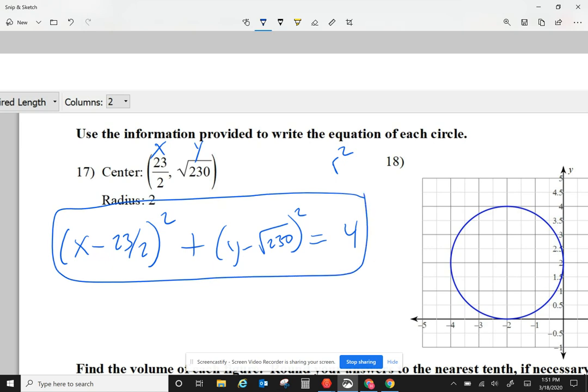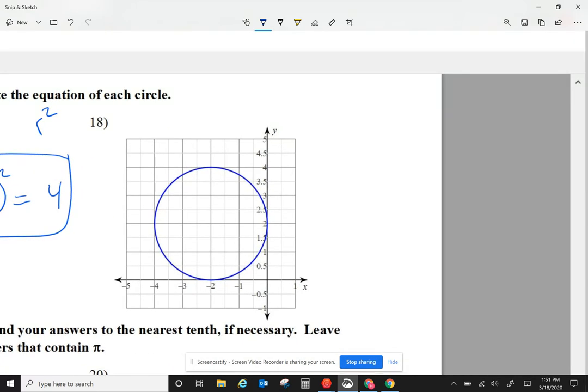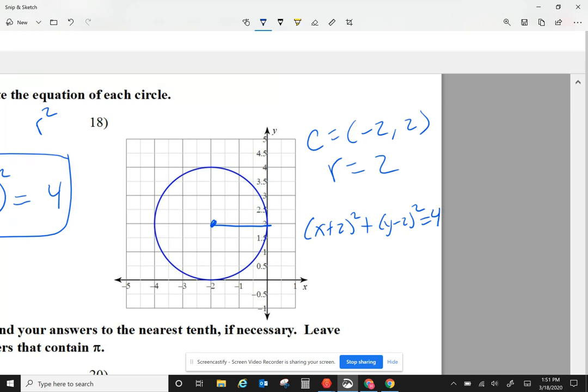Now let's take a look at question number 18. I can tell the center of the circle is the point -2, 2. The radius, if I look at the length, the radius is 2. So I'm just going to write x plus 2 squared, y minus 2 squared. I just changed the signs on the x and the y value, put a plus in between them, and it's equal to 4, the radius squared.